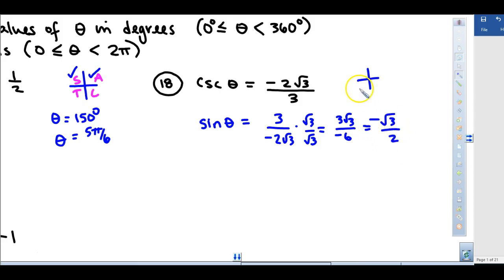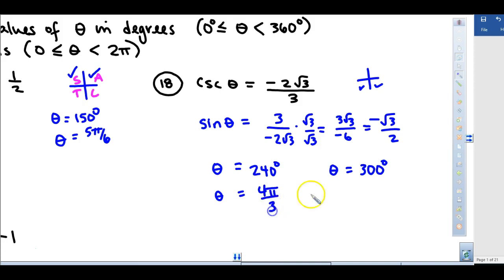So sine is positive in the first and second quadrants. That means sine has to be negative here. So we're looking for two angles in these two quadrants that have a y-coordinate of negative square root of 3 over 2. And in degrees, that would be 240 and then the other one would be 300. And 240 as a radian is 4 pi over 3, and 300 is 5 pi over 3.